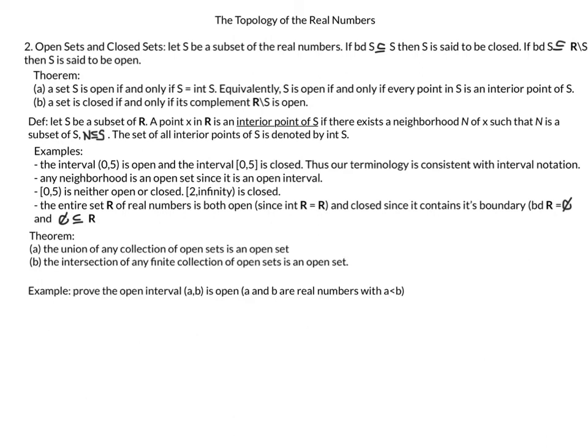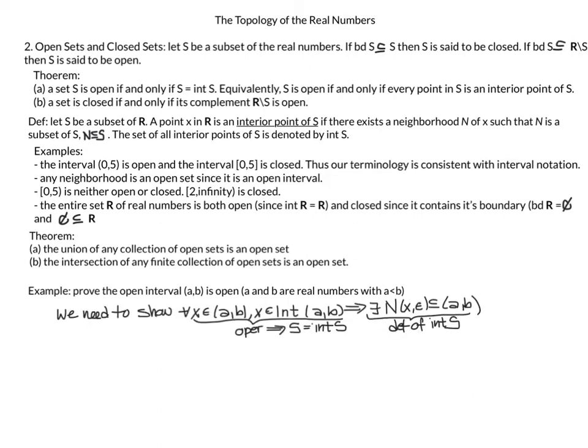This next example: prove the open interval (a, b) is open, where a and b are real numbers with a less than b. I always just read this with the parentheses and say, well, it's open because it has these parentheses and not the brackets. But let's do a proof. What we need to show using our definitions is that for all x in the interval (a, b), x is in the interior of (a, b). In other words, there's a neighborhood of x, with some epsilon, that is in the interval (a, b).